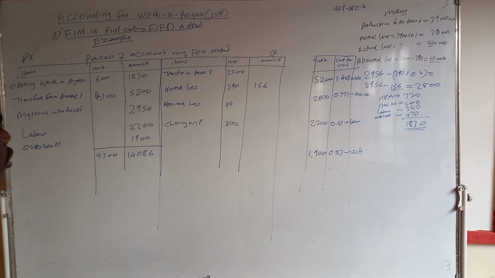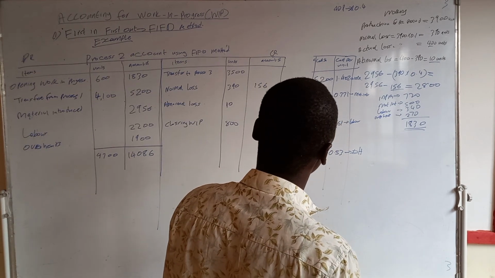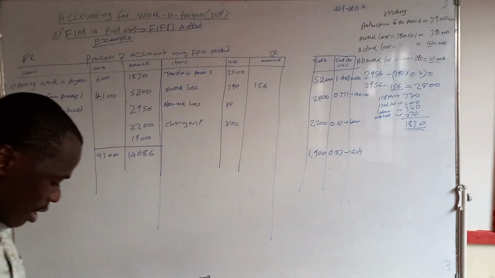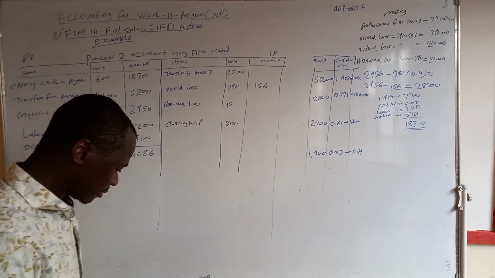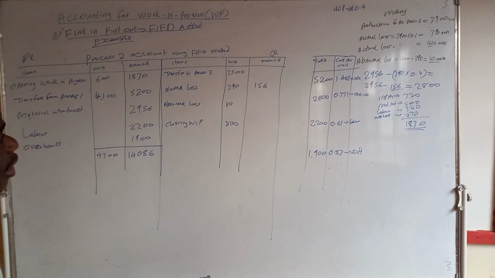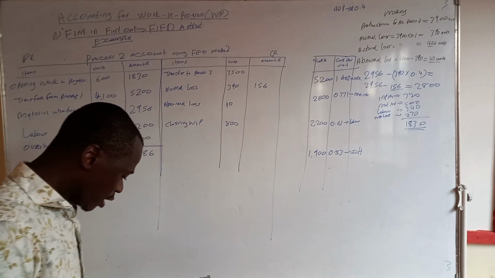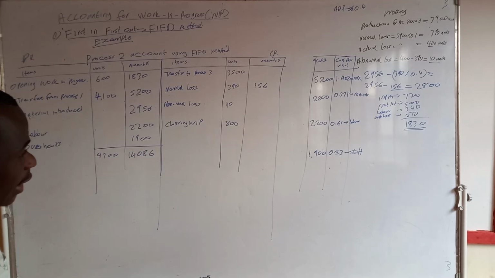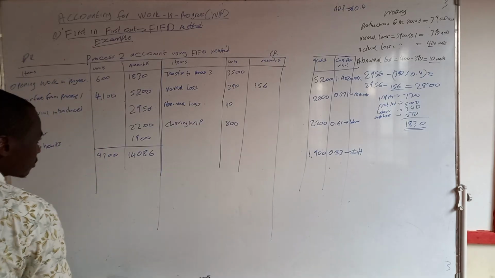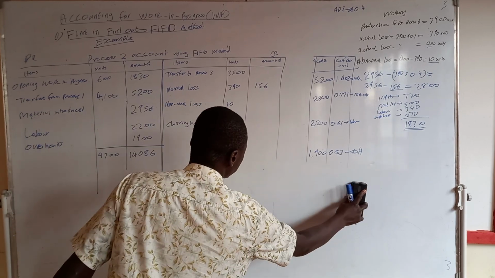We had already calculated the abnormal loss. Where was the abnormal loss in our machine? Abnormal loss. So, up to that point, we want to find out the value of the abnormal loss and closing work in progress. How do we calculate these two? Let us create a space somewhere here.